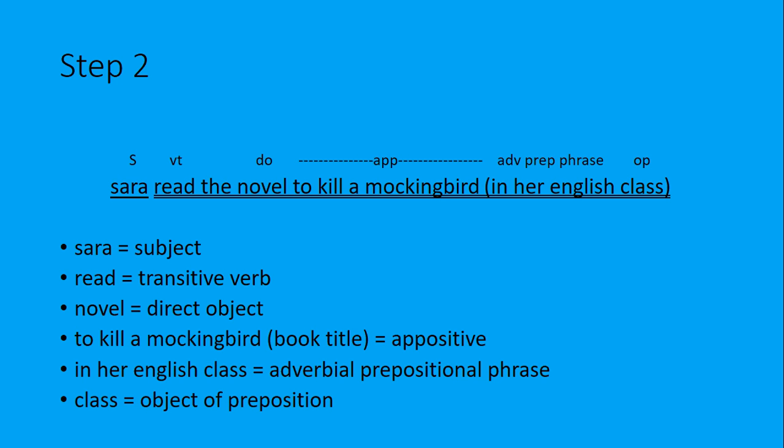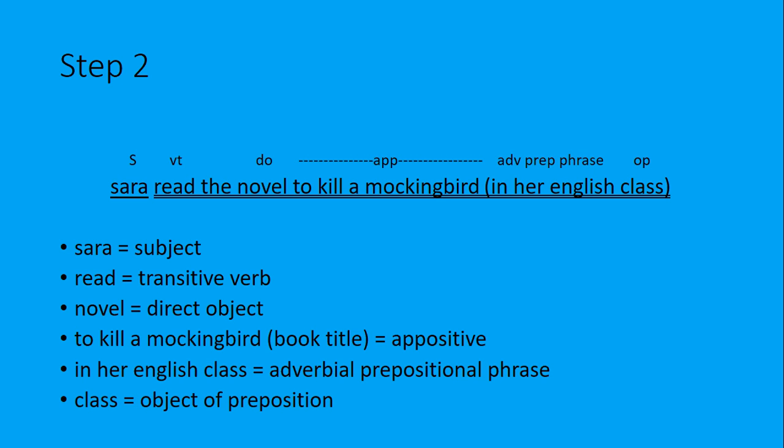An appositive just renames things. Like if you had said my teacher, Mrs. McClung, Mrs. McClung would be the appositive, renaming teacher. And then we have in her English class is a prepositional phrase. It's an adverbial prepositional phrase because it's telling where it takes place. Adverbs answer the who, what, where, when, why type questions. And then class is the object of the preposition. You'll always have a noun in your prepositional phrases. So class is the object.